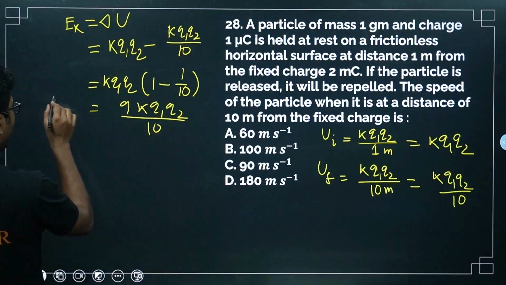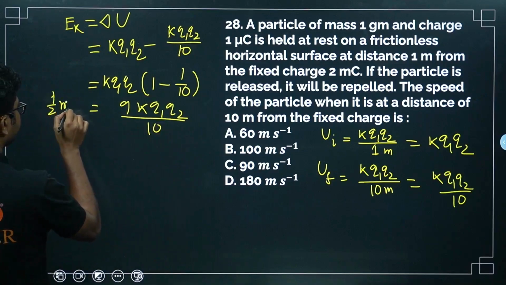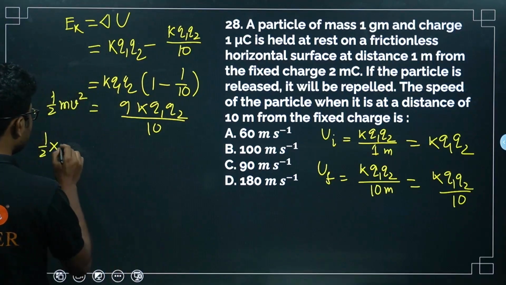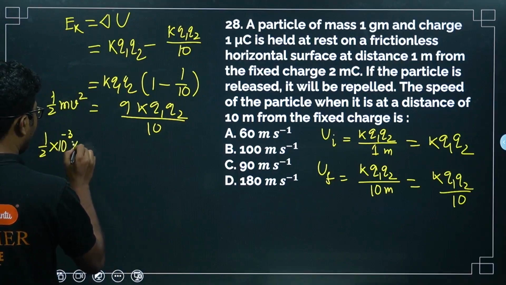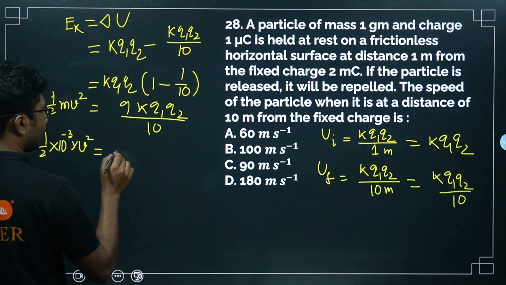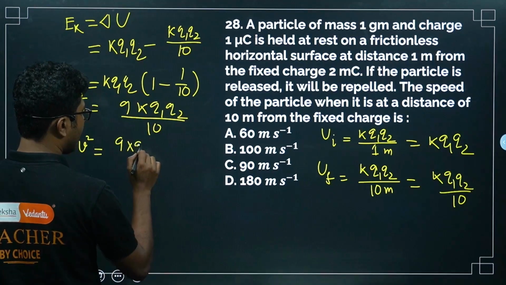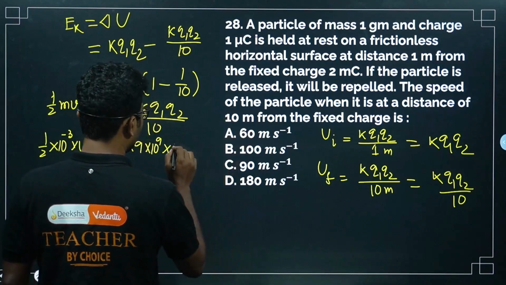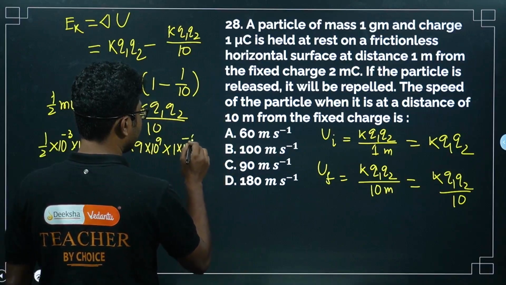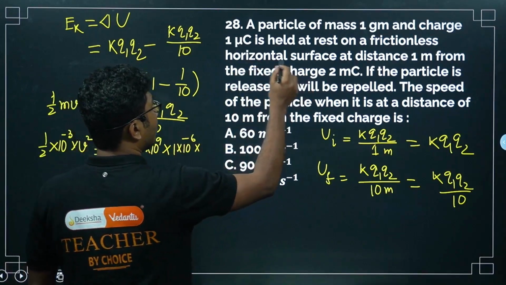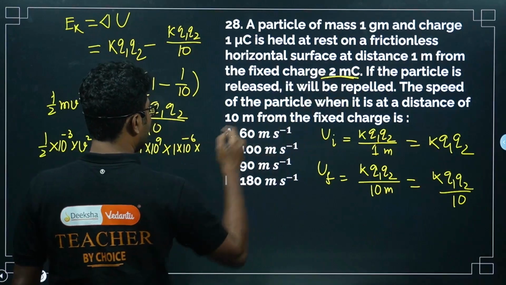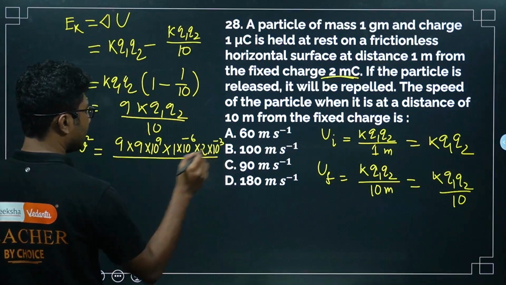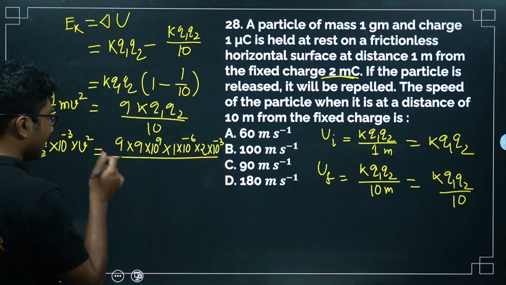Now this is equal to half mv square. Right, half, mass is given 1 gram. 1 gram means 10 to the power of minus 3 times v square equals, now let's put the values here. 9 K is 9 times 10 to the power of 9. Q1 is 1 microcoulomb, that is 1 times 10 to the power of minus 6. Q2 is 2 millicoulomb, that means 2 times 10 to the power of minus 3. Milli is minus 3. Micro is 10 to the power minus 6. Remember these values.